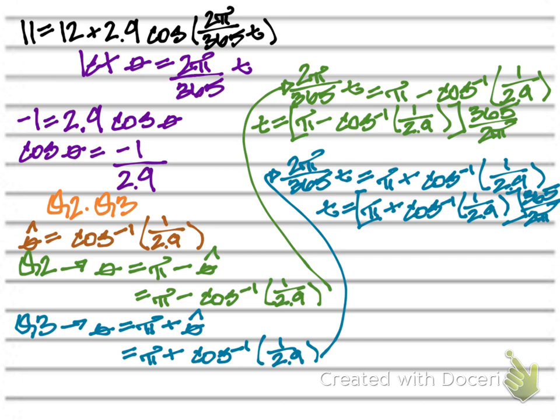Okay? And again, I'm not going to take the time to put it into my calculator right now for time's sake, but you can see that if you use the recall function, you would just be doing pi minus your recall, if you used inverse cosine of 1 over 2.9 and stored it, and then find that answer and multiply it by 365 over 2 pi. Let's look at another one.